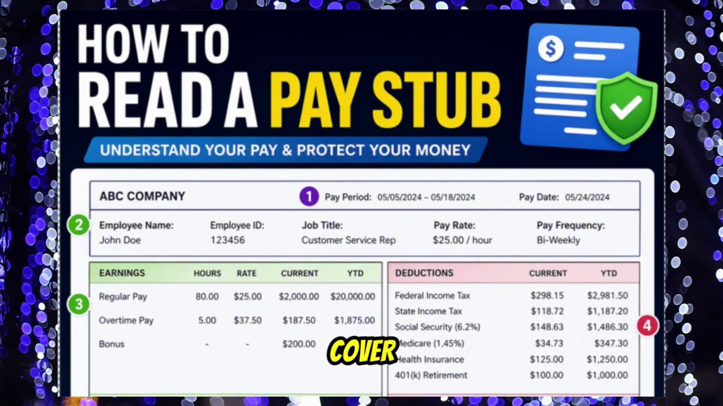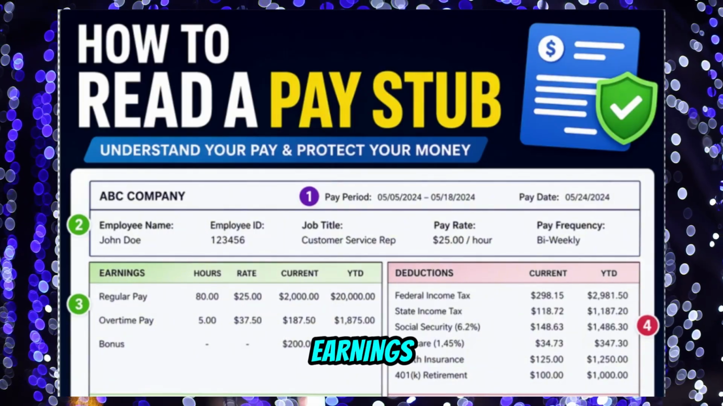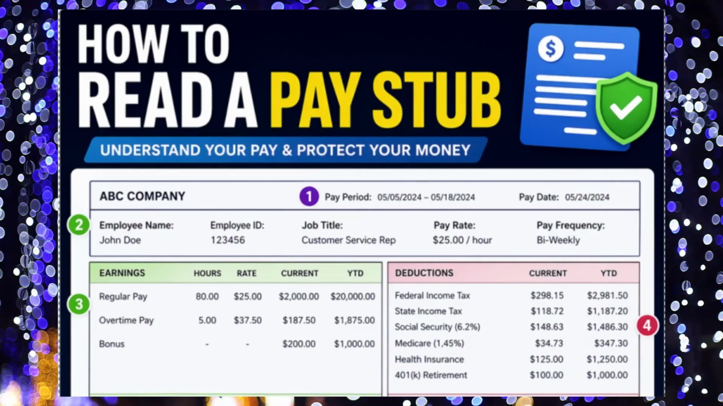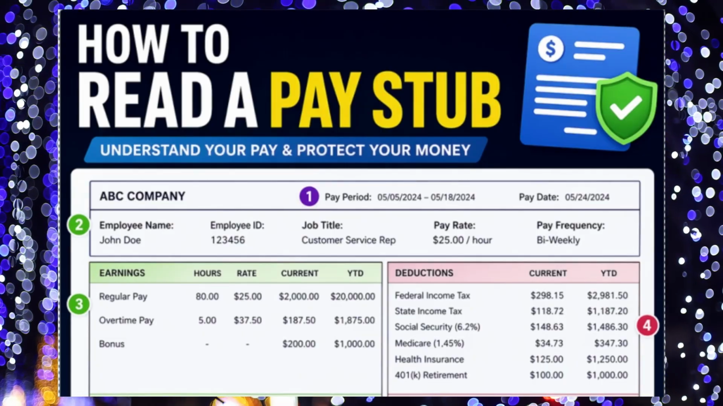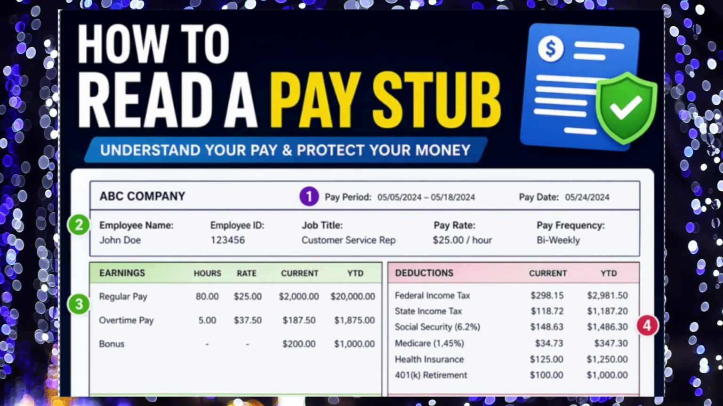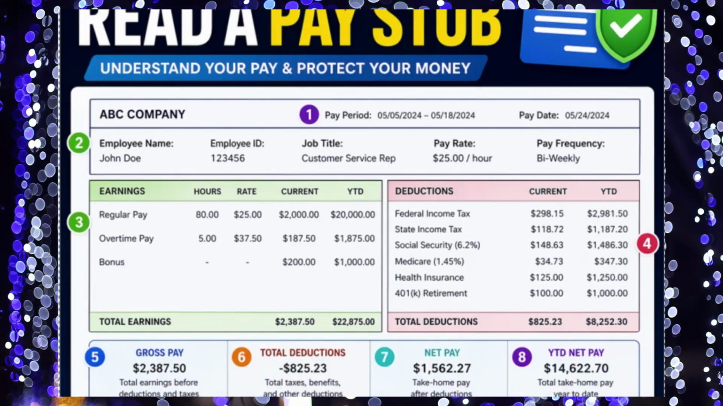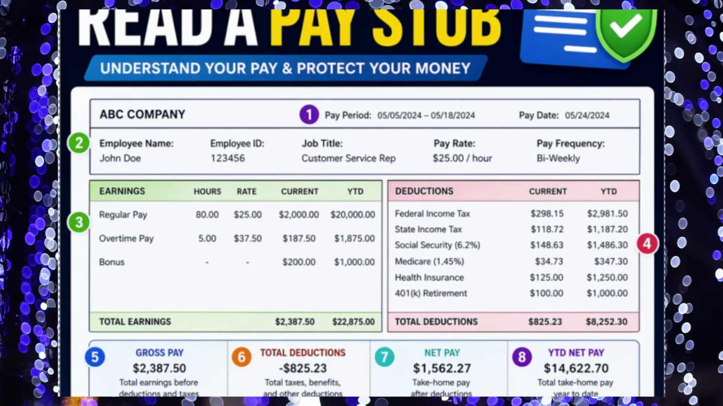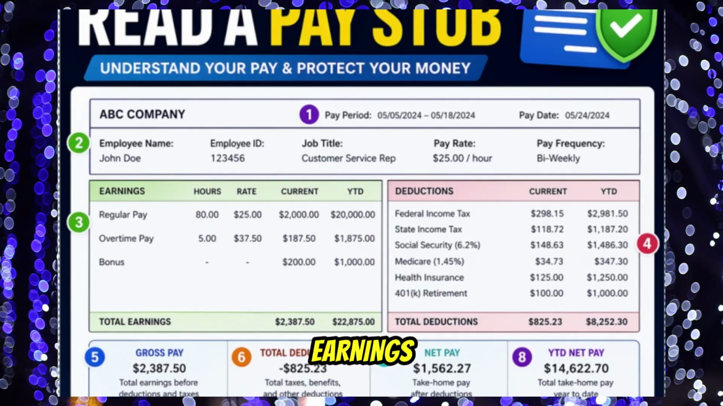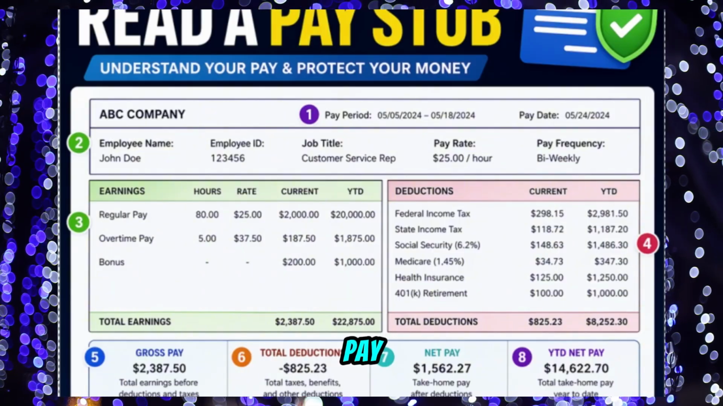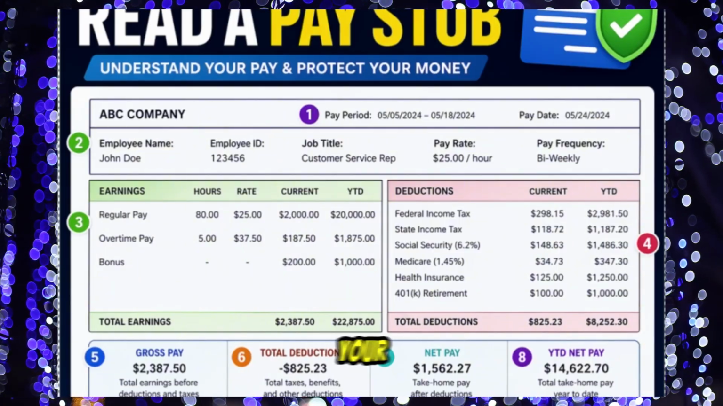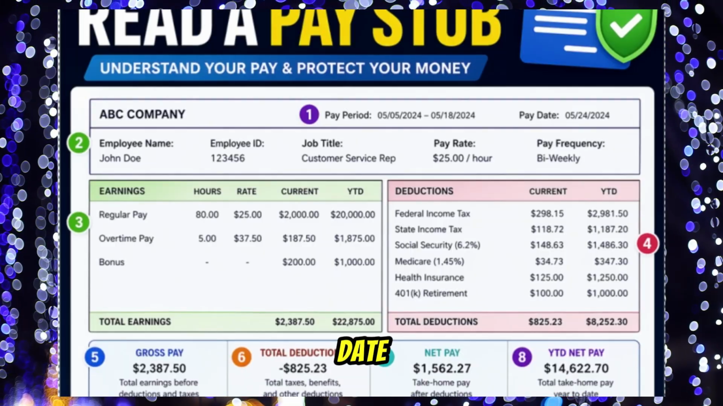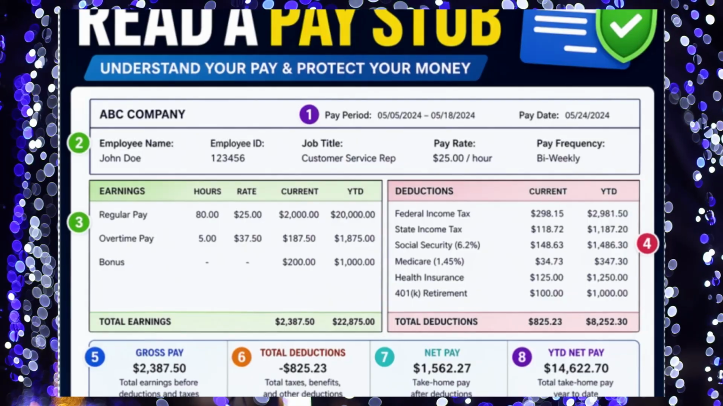The third thing we'll cover is your earnings. Now, your earnings is a breakdown of your pay. This includes your regular pay, your overtime, your bonuses, and your year-to-date or YTD totals.